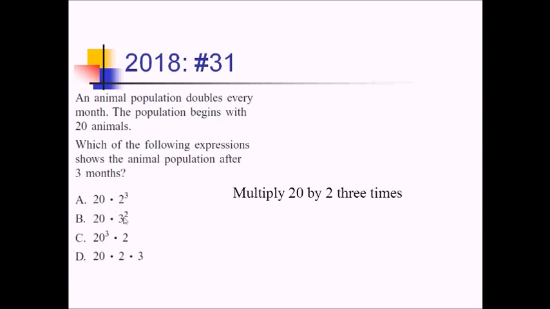Looking at B, they mixed up the 2 and the 3. C is not even close. 20 is getting the exponent.